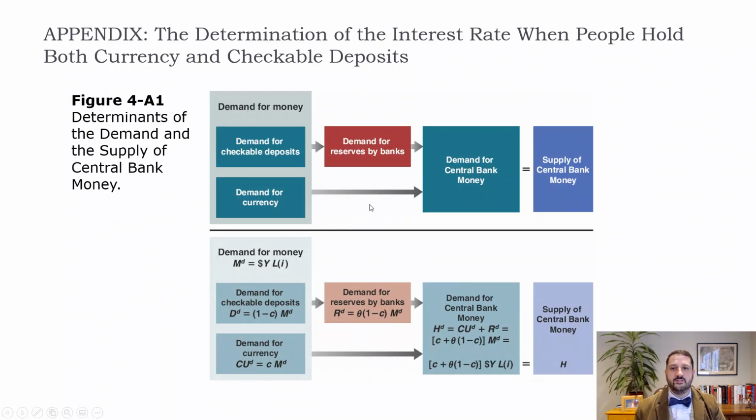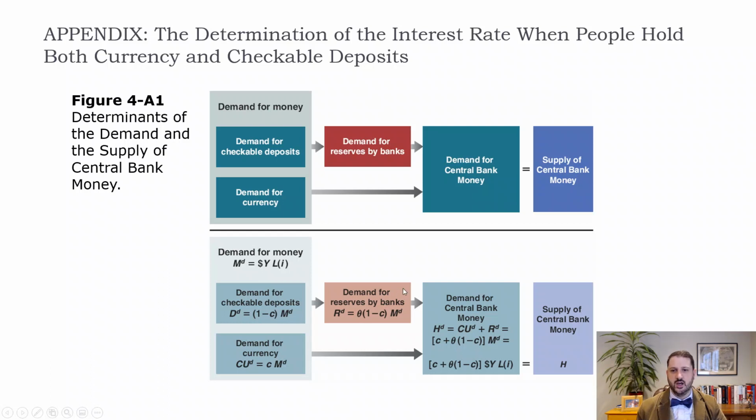So, all right, we've got demand for our checkable deposits. That's going to lead to demand for reserves. We have demand for currency, and both the demand for reserves and the demand for currency are the demand for central bank money, or monetary base, or high-powered money, because that is what's included. And then that has to equal our supply of central bank money, right?